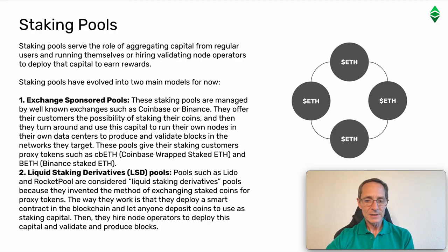Two, liquid staking derivatives, LSD, pools. Pools such as Lido and Rocket Pool are considered liquid staking derivatives pools because they invented the method of exchanging staked coins for proxy tokens. The way they work is that they deploy a smart contract in the blockchain and let anyone deposit coins to use as staking capital. Then they hire node operators to deploy this capital and validate and produce blocks.